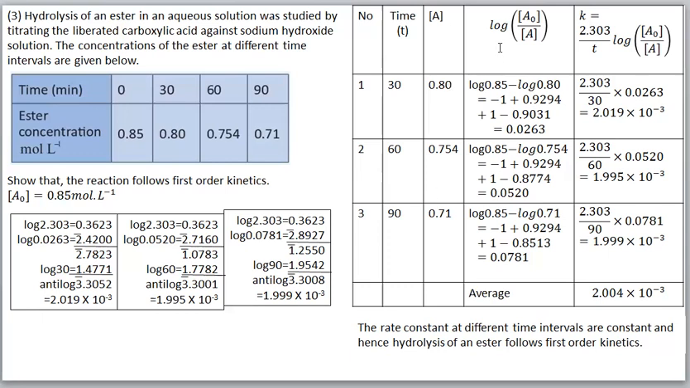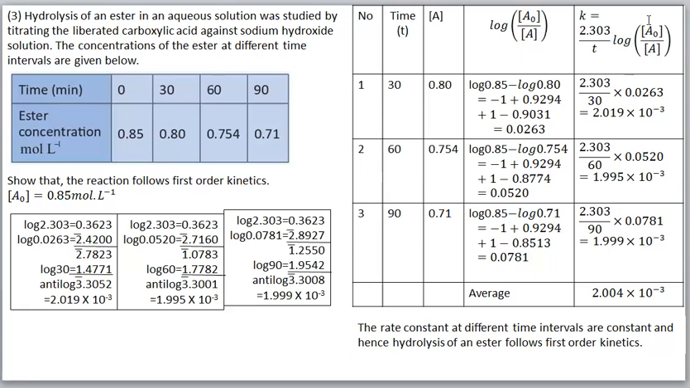Okay, then the first order rate constant formula is K is equal to 2.303 by T log A0 by A. If we substitute the value here, it is very difficult to simplify. So we can make a separate column, taking log A0 by A in a separate column. Then the problem becomes very easy. So log A0 by A is written here.